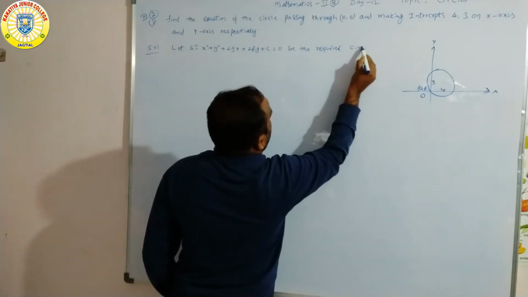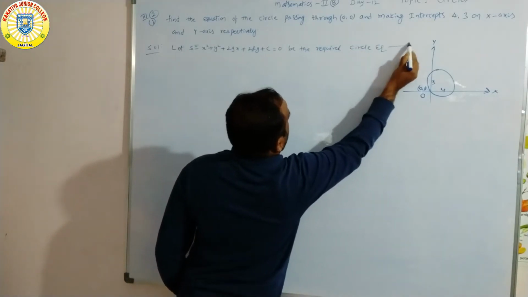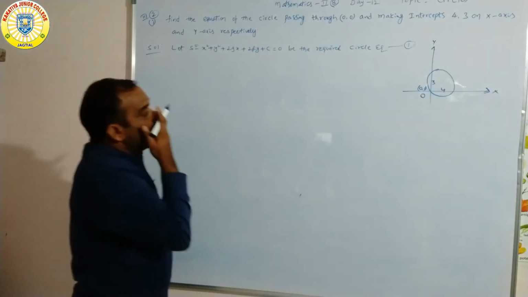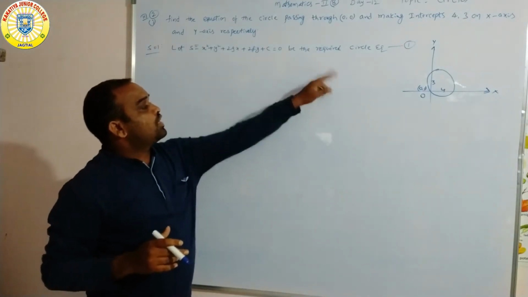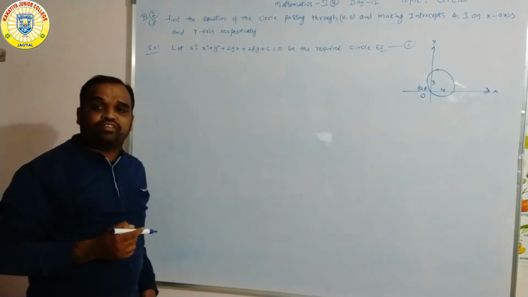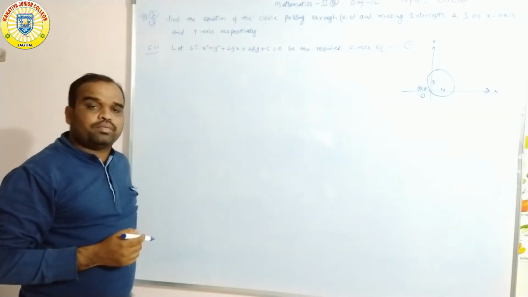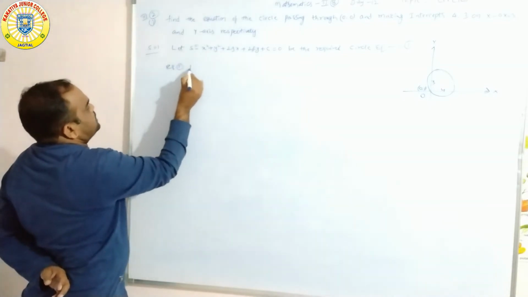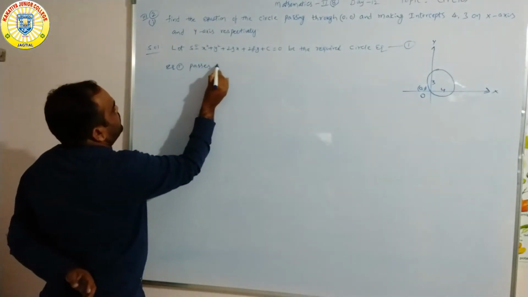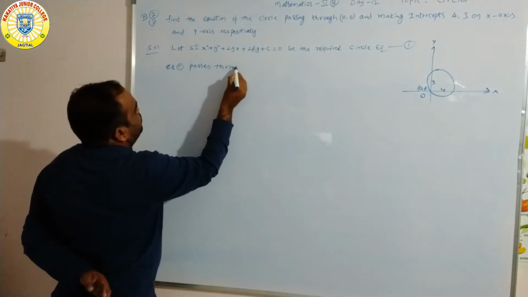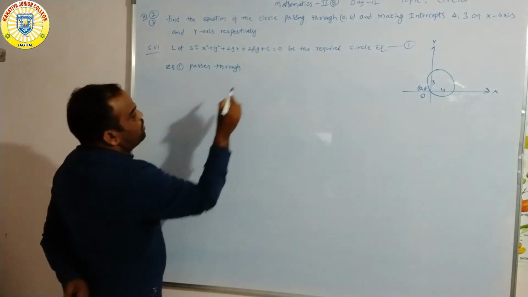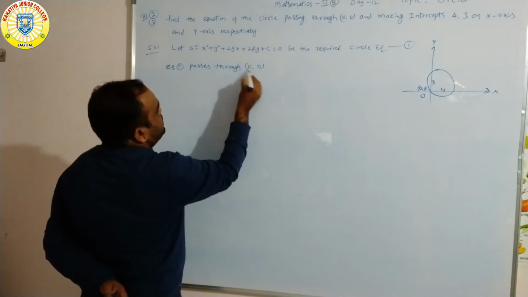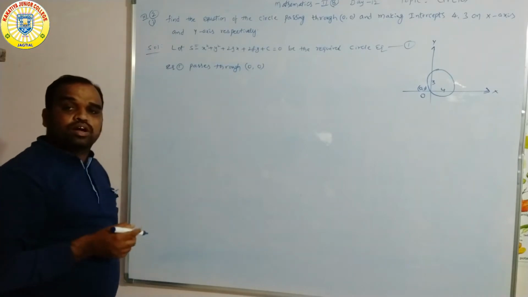This is the required circle equation. We are taking it as equation 1. Now see here. Equation 1 passes through which point? (0, 0). Equation 1 passes through (0, 0).